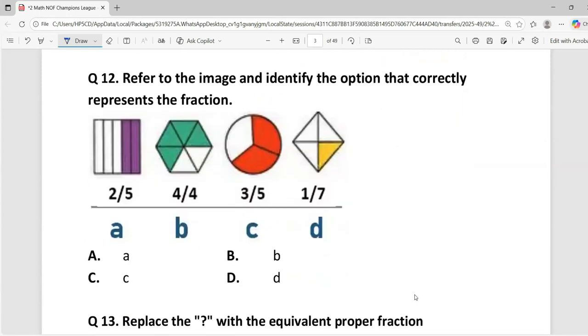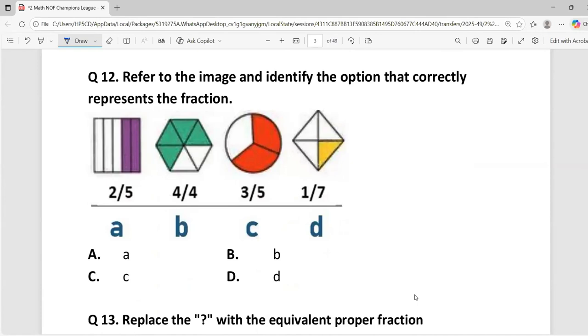Next, refer to the image and identify the option that correctly represents the fraction. Now we have 4 options: 2 by 5, 4 by 4, 3 by 5 and 1 by 7. First of all, there are 5 parts, like 1, 2, 3, 4 and 5, and 2 are colored, shaded, like 1 and 2. So this is correct for this one. Let's check another also. 4 by 4. Where are the 4 blocks? Here it is, 4 only.